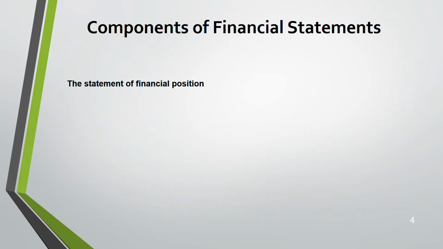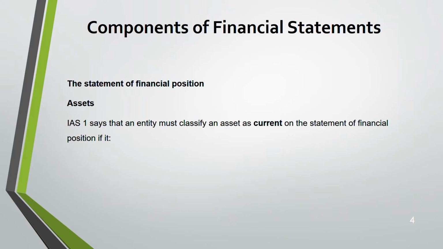Okay, so starting with the statement of financial position. In the statement of financial position, there are two things: one is your assets and one is your liabilities. Assets can be presented as current or non-current. First, let us understand what the characteristics of current are.